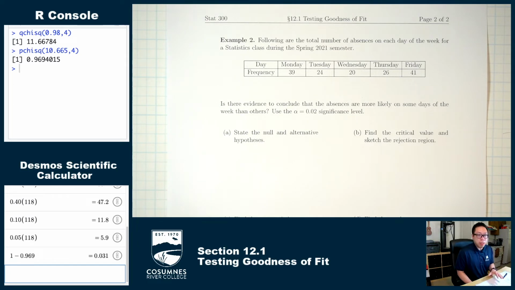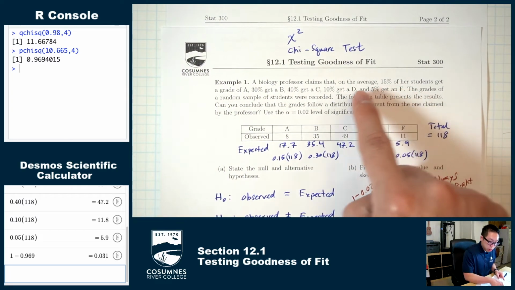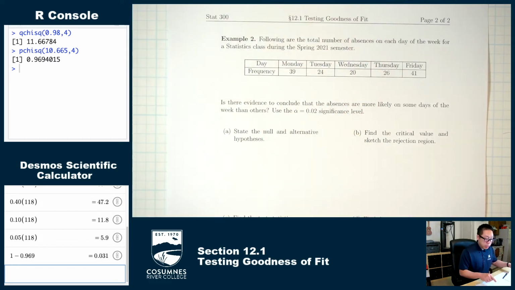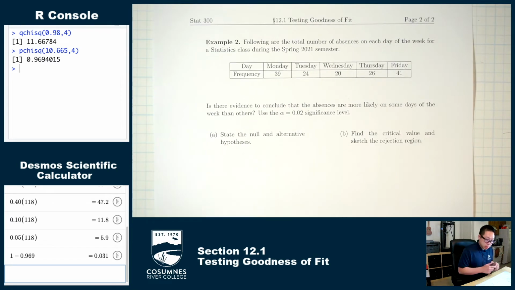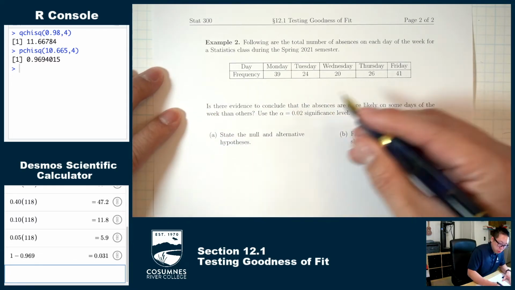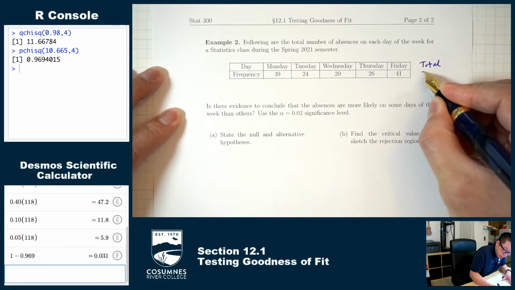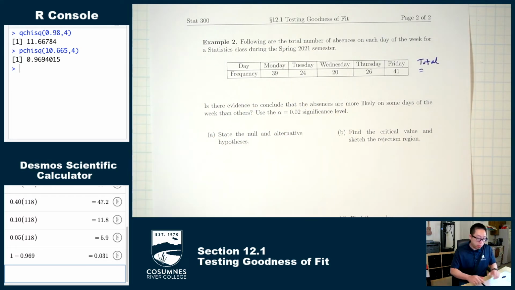What's different about example 2 compared to example 1? In example 1, I gave you percentages so that you can calculate the expected. Here, I'm not giving you those percentages. So what do you do? Well, let's first find the total because we need that anyway. Total number of people, 39 plus 24.